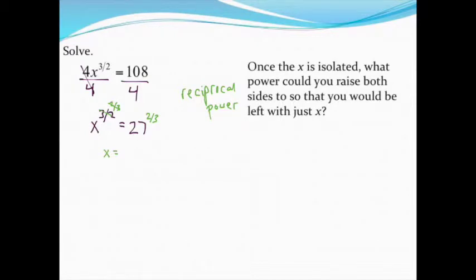So you can do that on your calculator, or if you recall from the beginning of this unit, a fractional exponent is just a fancy way of writing a root with a power. 3 represents the root, and then 2 represents the power. So if I want to do this by hand, the cube root of 27 is 3, and then 3 squared gets me 9. So the solution to this should be x equals 9.